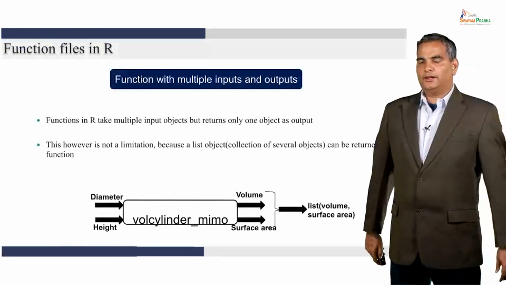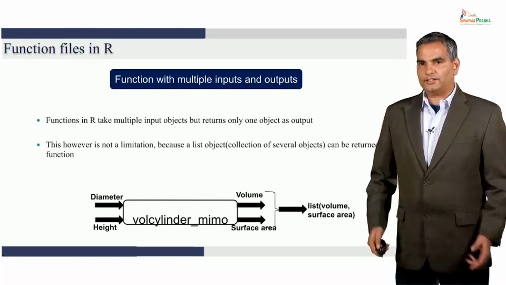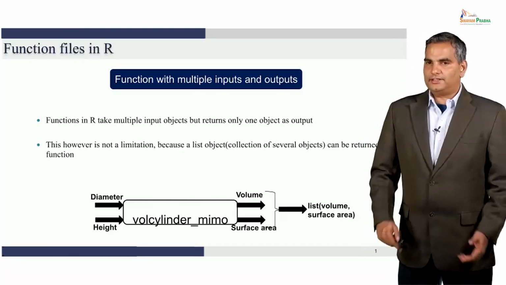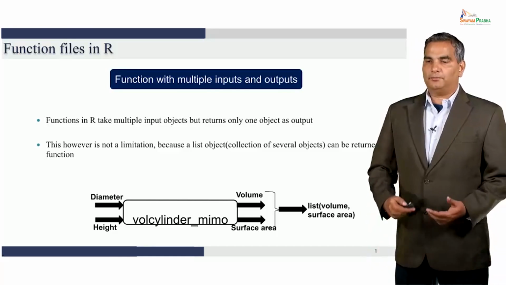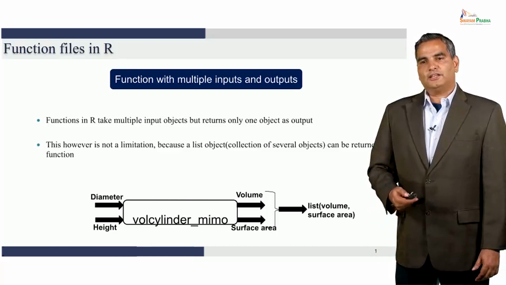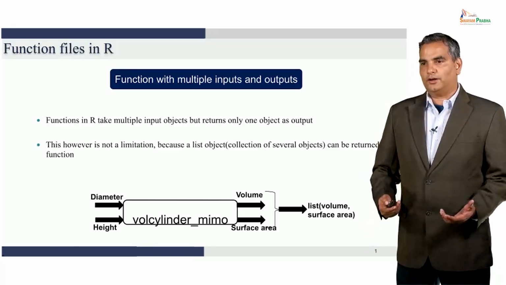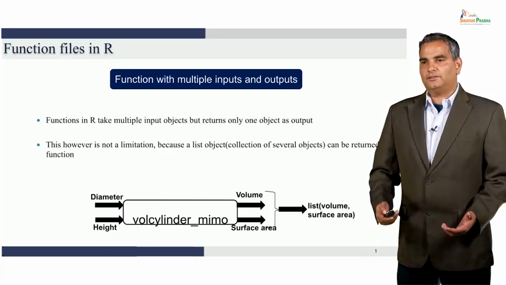So till now we looked at how to generate a function file, how to invoke it, how to load a function file, and so on. In the previous example, we saw that we had multiple inputs to the function, but there was only one output. Functions in R basically take multiple input objects, but return only one object as an output. But this is not a limitation.